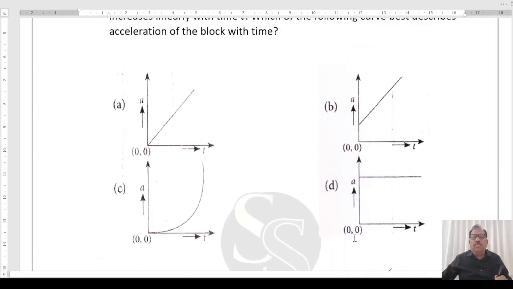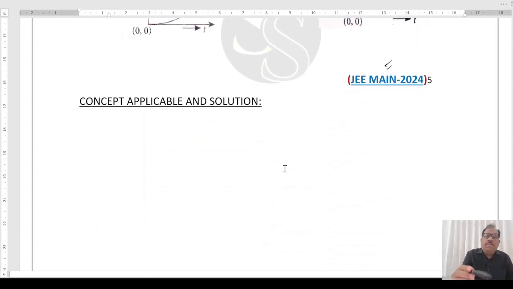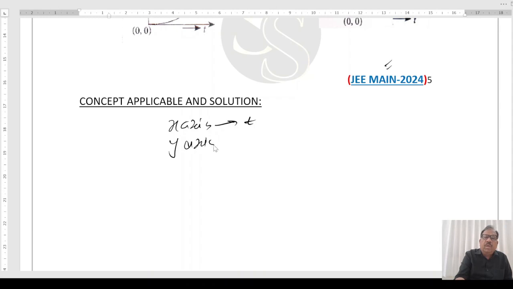The answer to this question can be given orally, but before giving the answer, I will explain certain basic concepts and the nature of graphs, which you can go through. Right? Now, the x-axis gives time, the y-axis gives acceleration, right? Now, y varies linearly with x, according to the question.